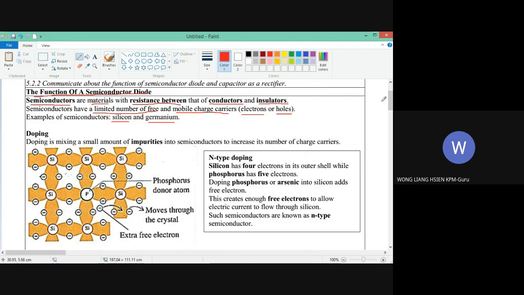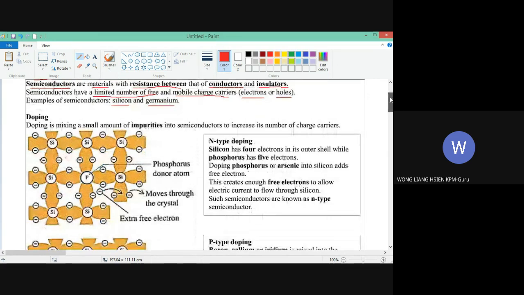So the thing that we want to do here is to increase the conductivity of the semiconductor. That means we want to make the semiconductor become a good conductor. So how do we do that? We do a process that is called doping. So what is doping? Doping is mixing a small amount of impurities into semiconductors to increase its number of charge carriers. So just now we said, oh, very limited free electrons. So increase the free electrons.